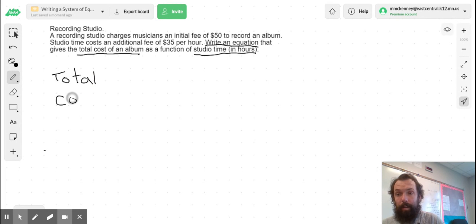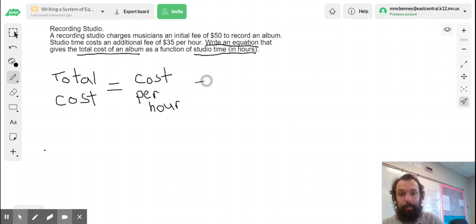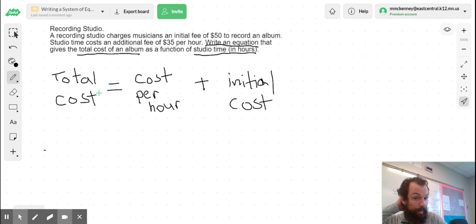So to start with, I'm going to build a verbal phrase to model our situation. I want to write an equation that gives me the total cost of recording a studio album. And that total cost is made up of 2 parts. We have the cost per hour, and we have the initial cost. So this is what my equation is going to look like.